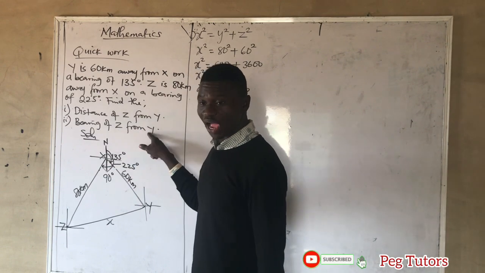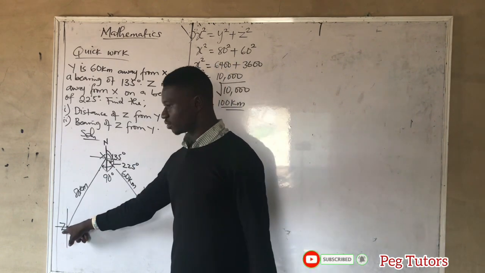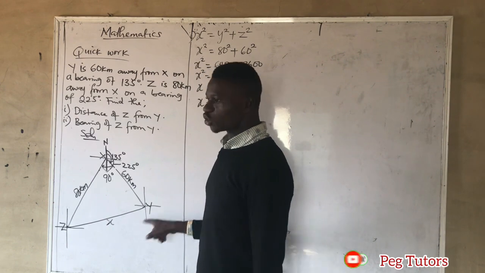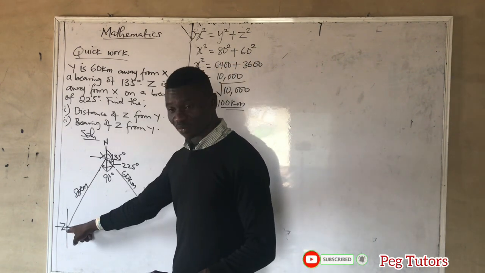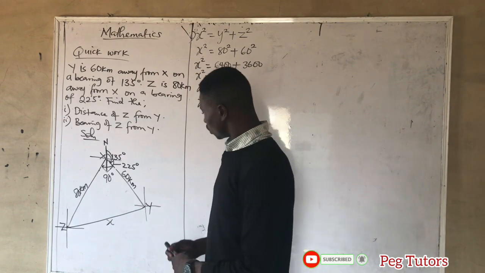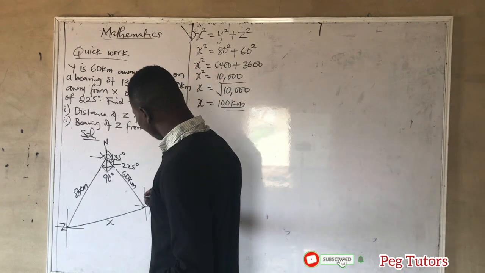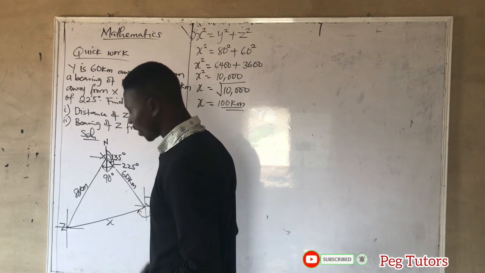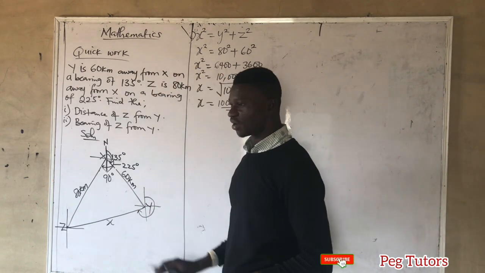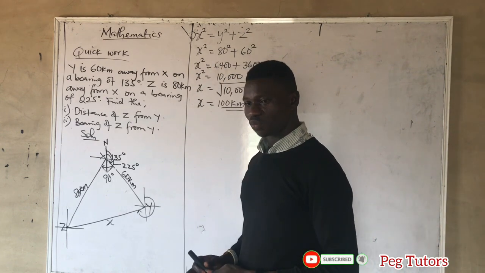Sorry, bearing of z from y. Now, this is z. This is y. So bearing of z from y means you are starting at y to know where the line from z entered into y. So definitely it's going to be from the north of y down to the line joining z and y. So the whole of this place is the bearing of z from y.